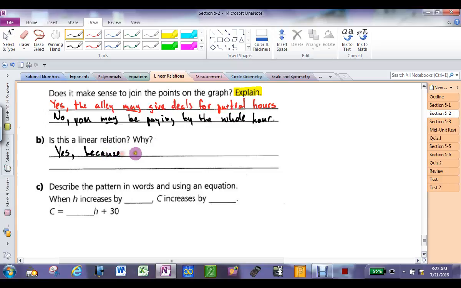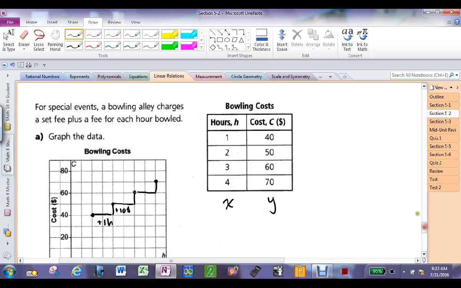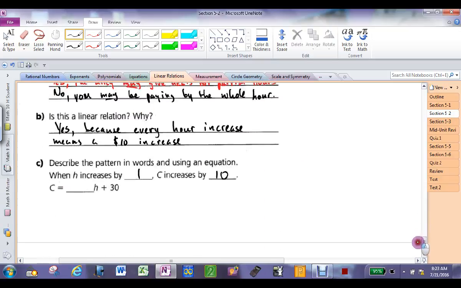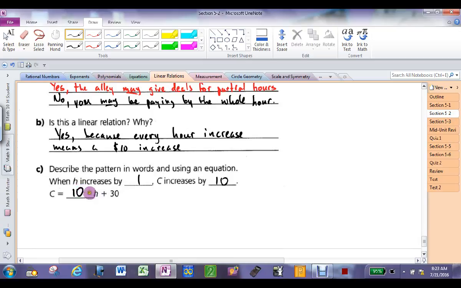Because every hour increase means a $10 increase. And then the last thing I asked you to do, when H increased by 1, C increases by 10. So the last thing I asked you to do is write the equation. What are we going up by? 10. So that means C is 10H plus 30.